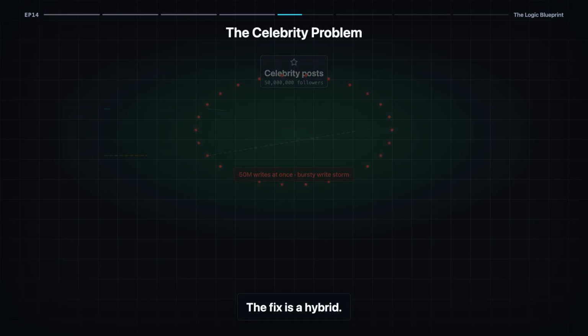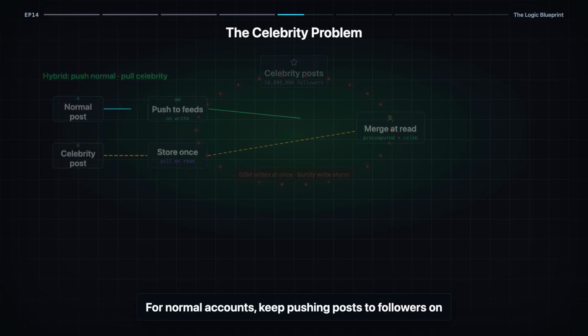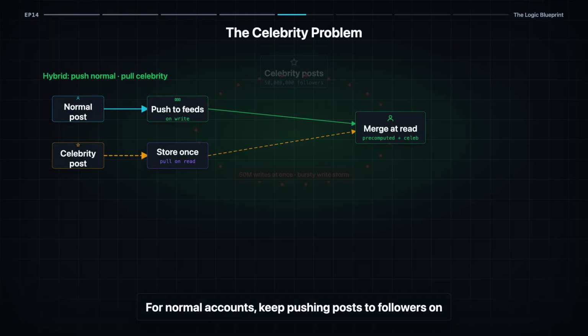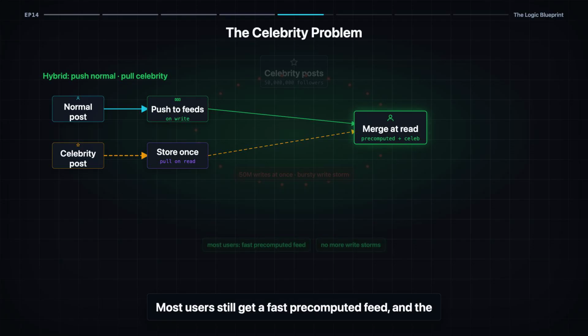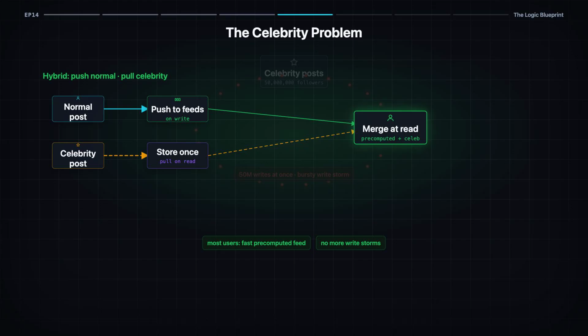The fix is a hybrid. For normal accounts, keep pushing posts to followers on write as before. But for the small number of celebrity accounts, do not fan out at all. Instead, store their posts once and pull them on read, merging the latest celebrity posts into the feed at the very last moment. Most users still get a fast, pre-computed feed, and the rare giant accounts no longer trigger write storms. You blend push and pull based on who is posting.